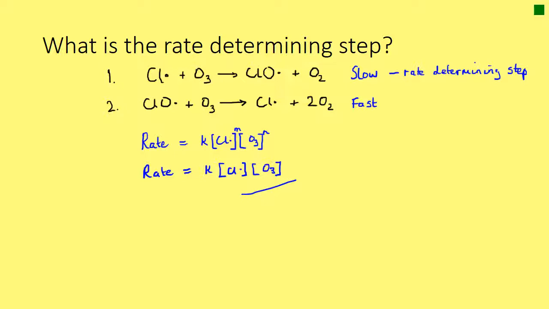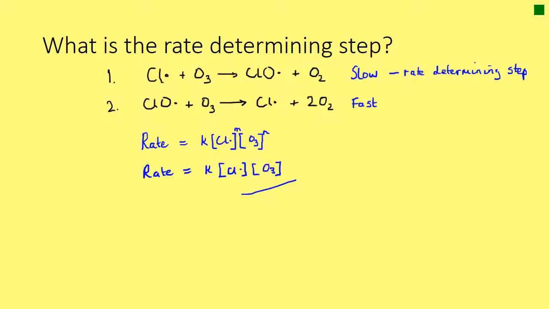And step 2 to this reaction is this intermediate free radical reacts further with another molecule of ozone to reform the catalyst chlorine free radical and produce more oxygen, like this. So they're the 2 steps to the reaction.